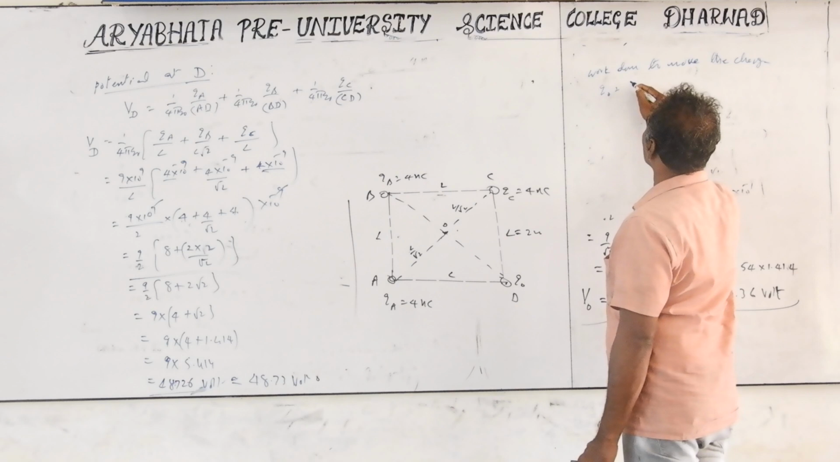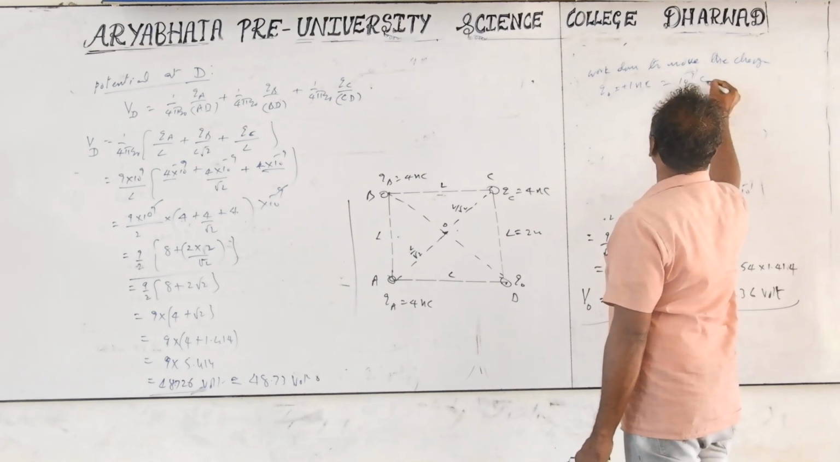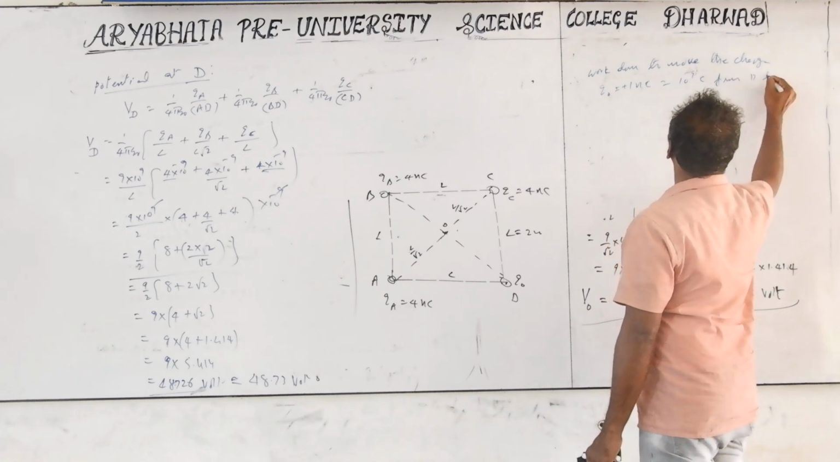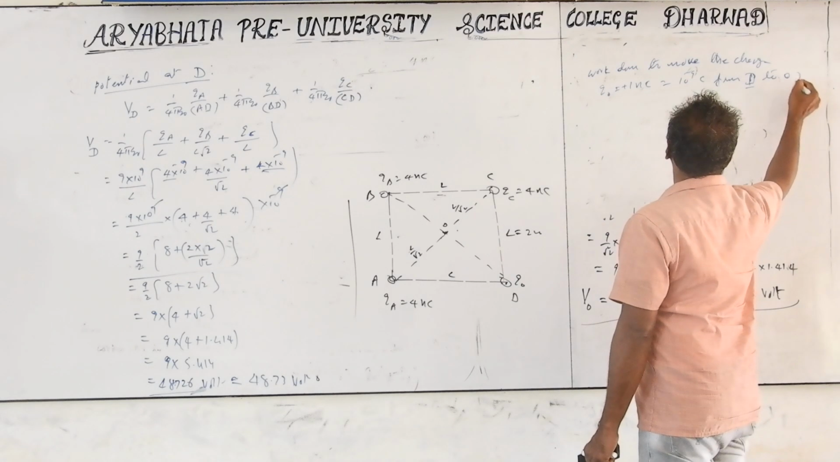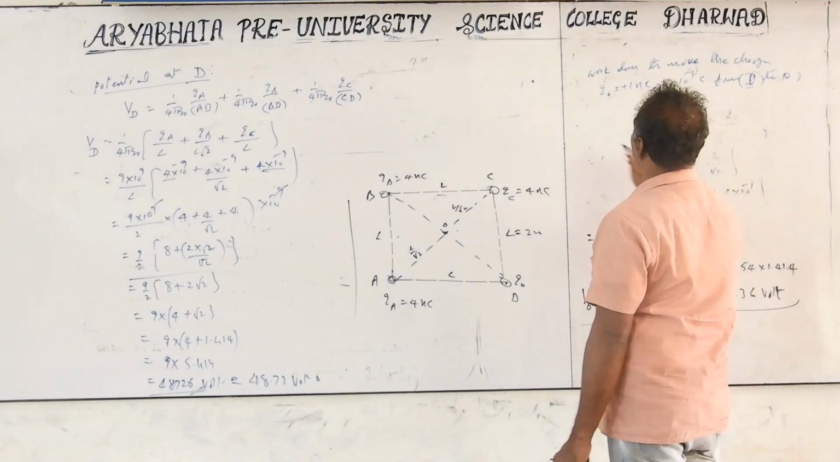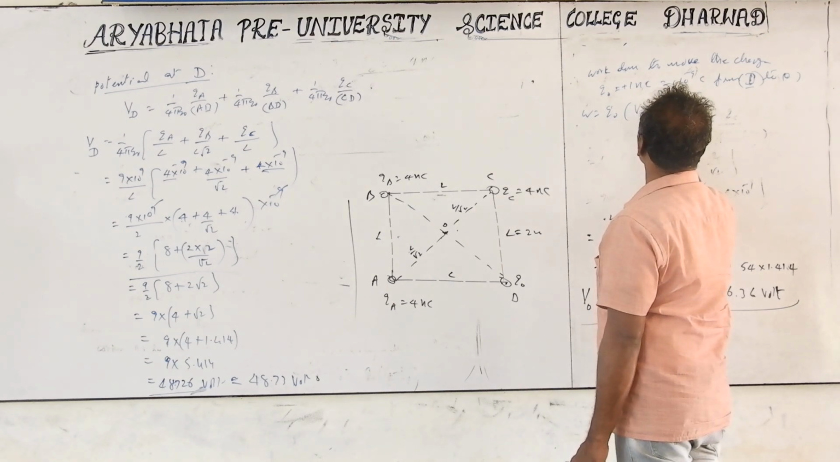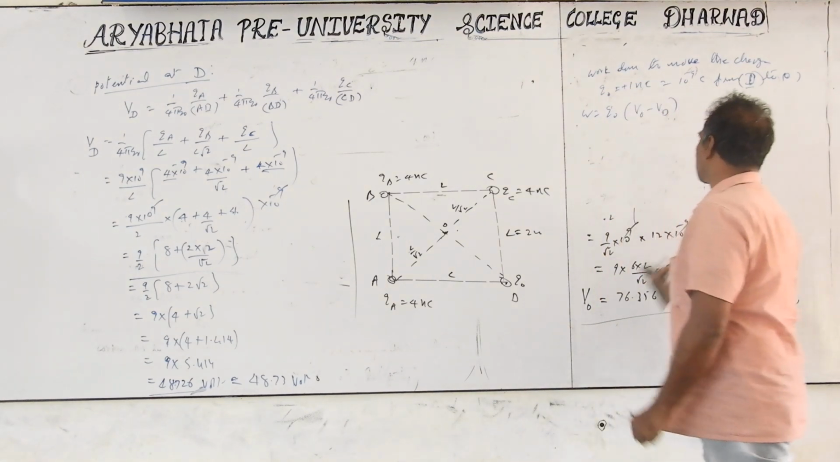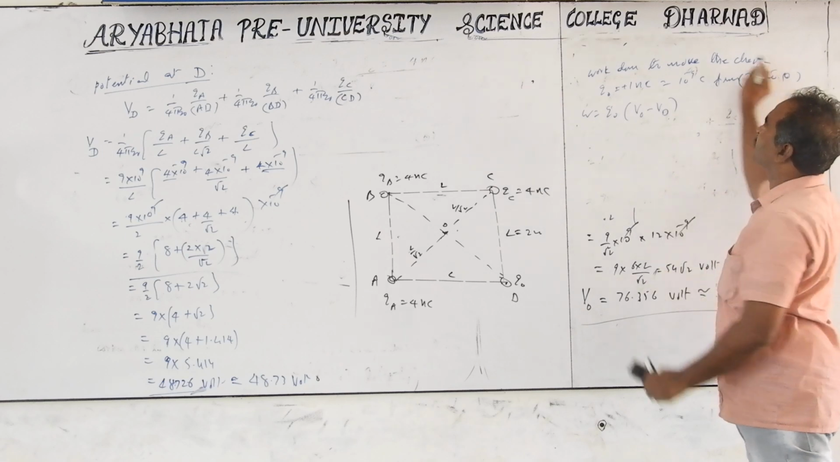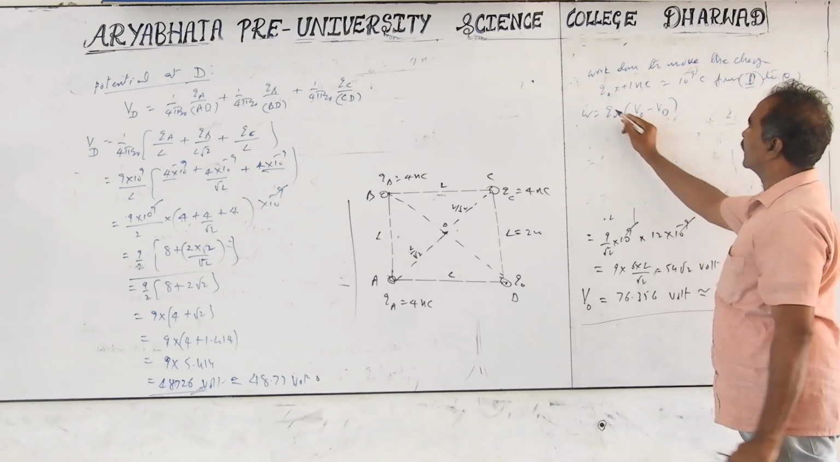Q0 value is 1 nanocoulomb, positive charge, moved from D to O. The work done W equals Q0 into (VO minus VD). I already wrote the formula before, so we can directly substitute it. This part is not required again, we can directly go for this part.